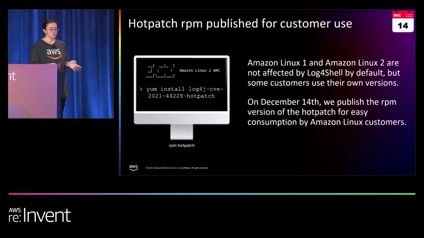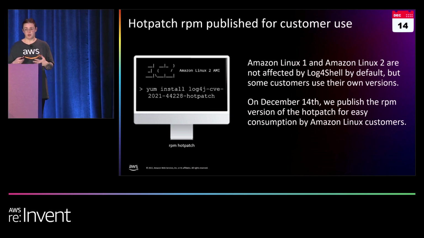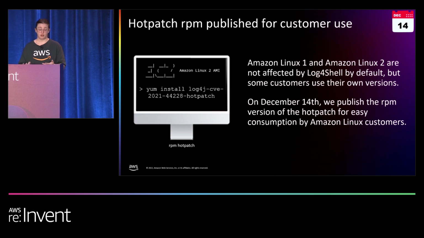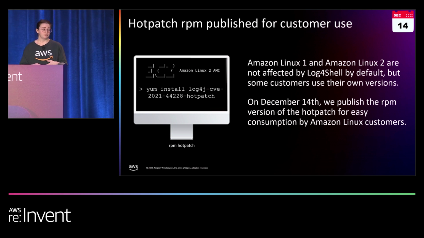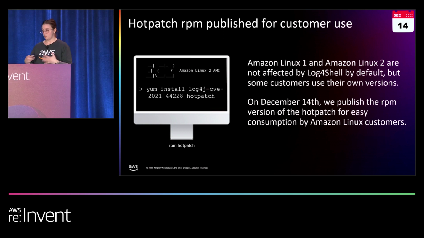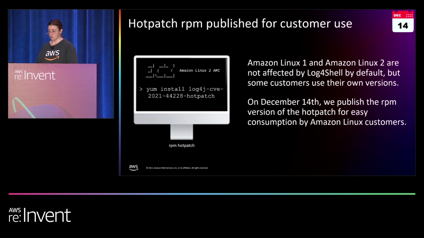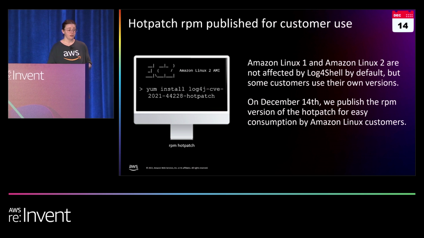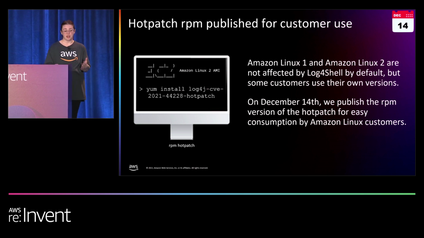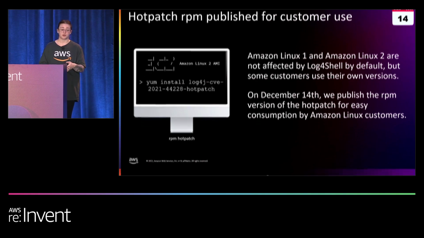Later on the 14th, we end up publishing that hot patch RPM. So we've produced basically a package that other folks can use of the internal hot patch. Amazon Linux 1 and Amazon Linux 2 are not impacted by Log4Shell out of the box, right? We didn't ship those versions of Log4j, but some customers do. So on the 14th, we published that RPM, so Amazon Linux customers can use it as well.